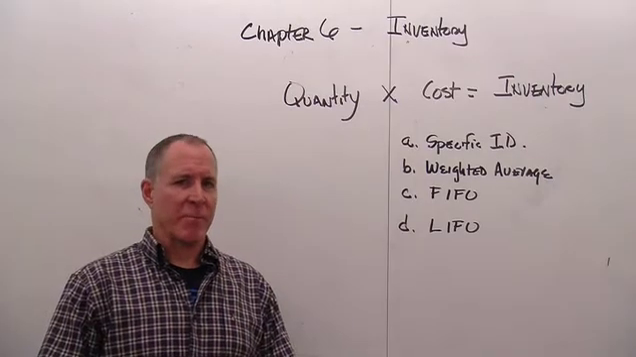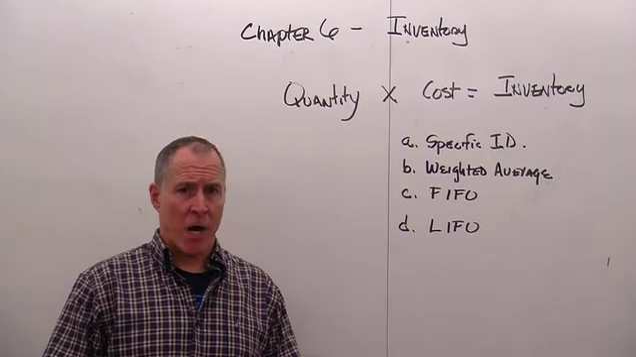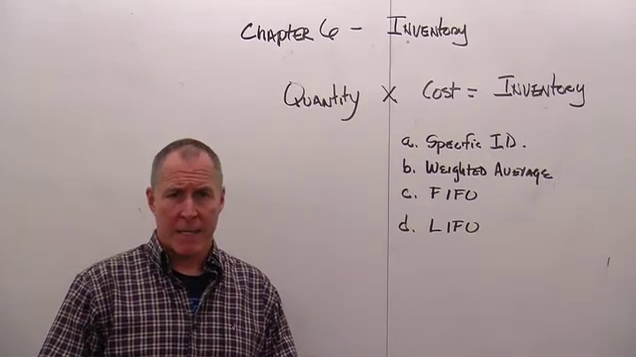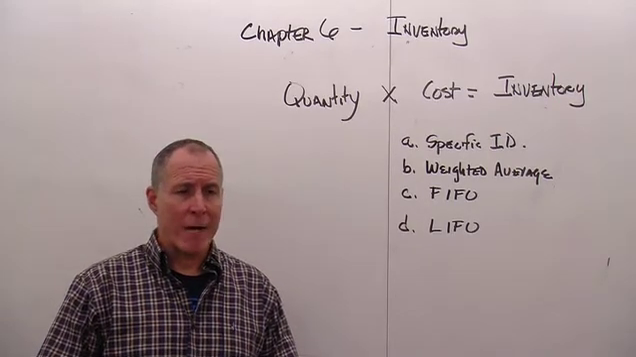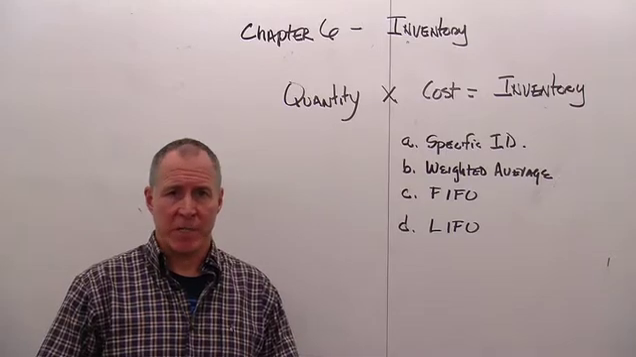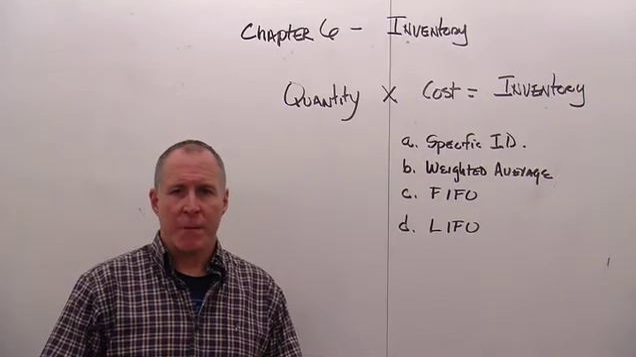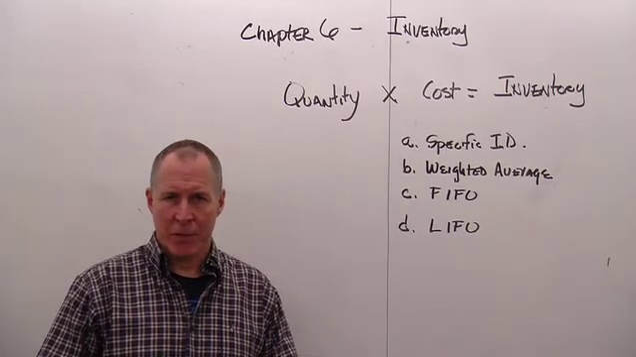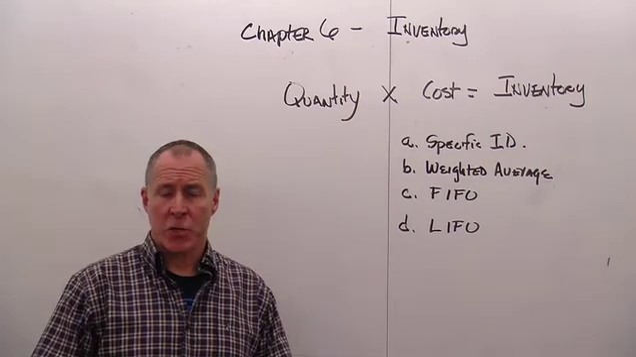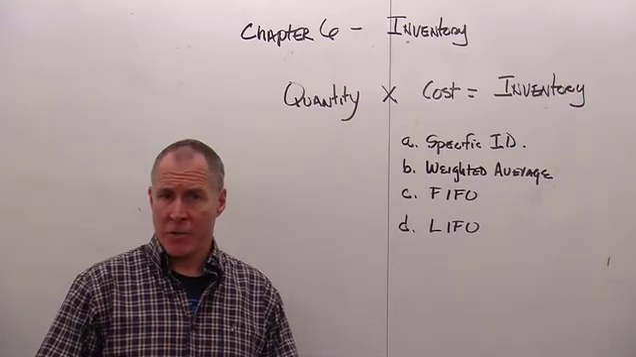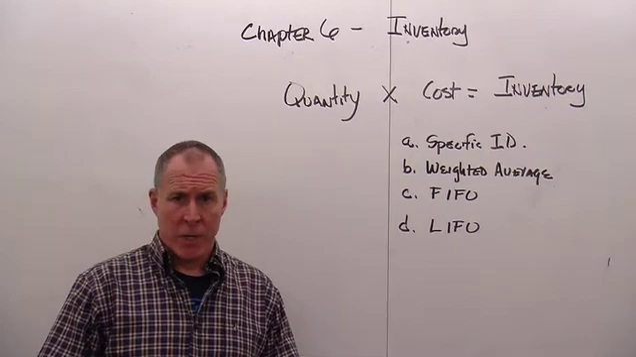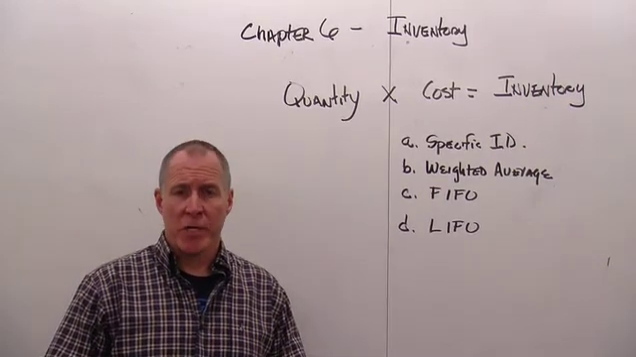Okay, this is chapter number 6, and we're going to take a look at the first problem. But before we do that, I want to remind ourselves what exactly we're trying to do in this particular chapter. We're trying to come up with the ending inventory, in terms of a dollar value.